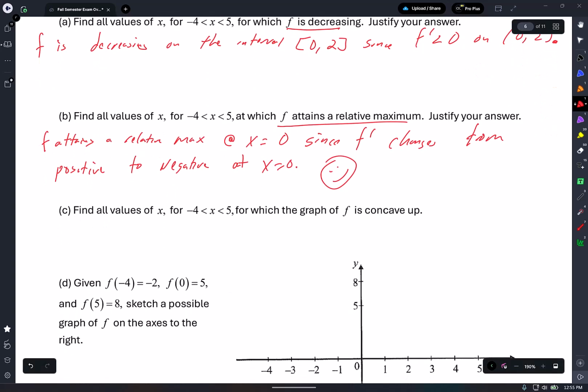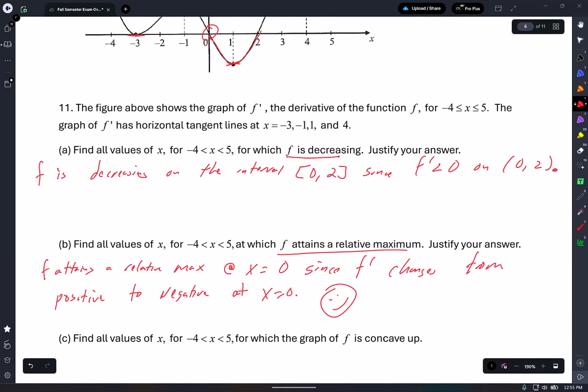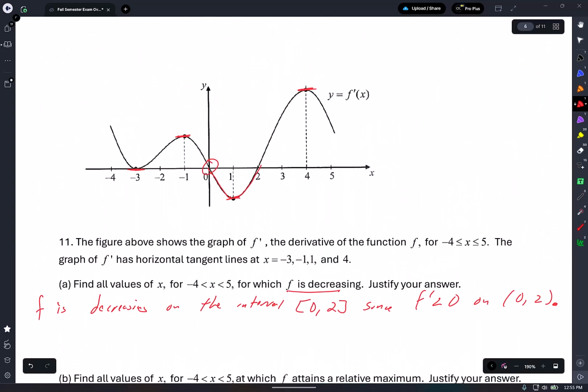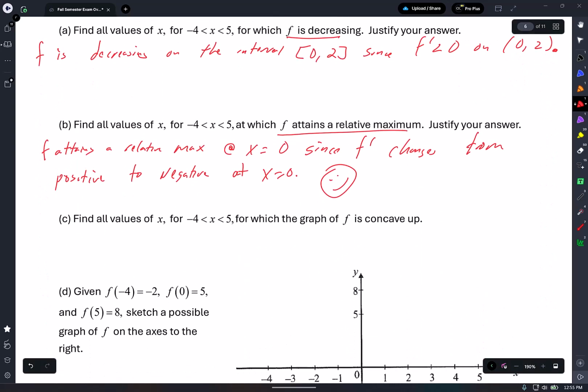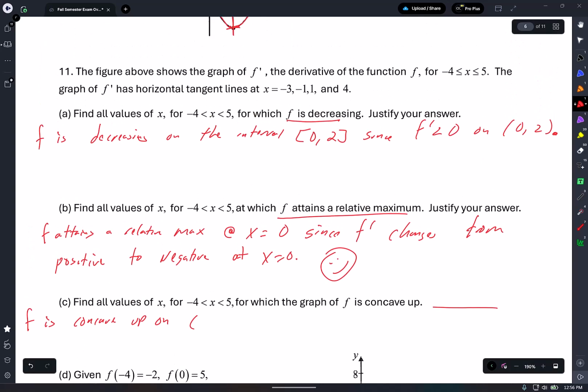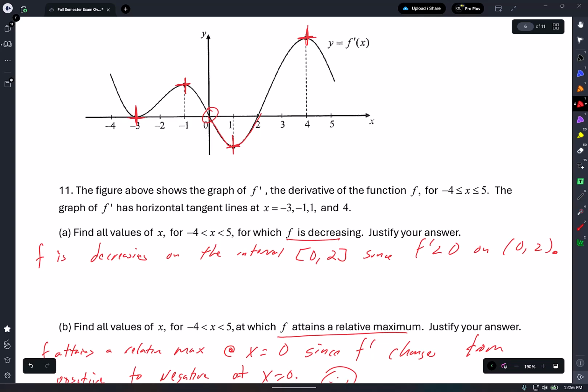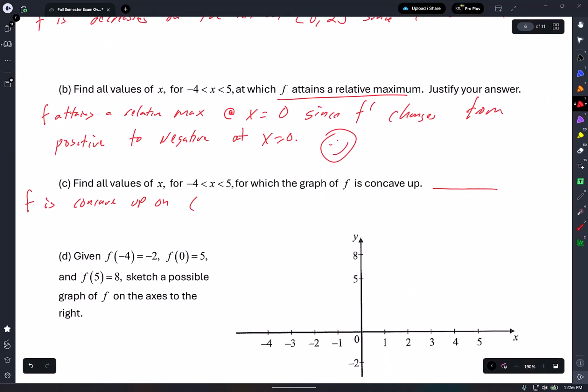All right, find all values between -4 and 5 at which the graph of f is concave up. Okay, well, I'm concave up wherever f prime is increasing. So it looks like -3 to 1, and then again from 1 to 4. So I'm going to write, and it doesn't say to justify, but it would have been nice if you did. We gave you the credit if you just give me the intervals. f is concave up on, and this does need parentheses. So this is just parentheses, guys. Don't put a bracket because at -3, it's a point of inflection. You're not concave up or concave down. So from -3 to -1.